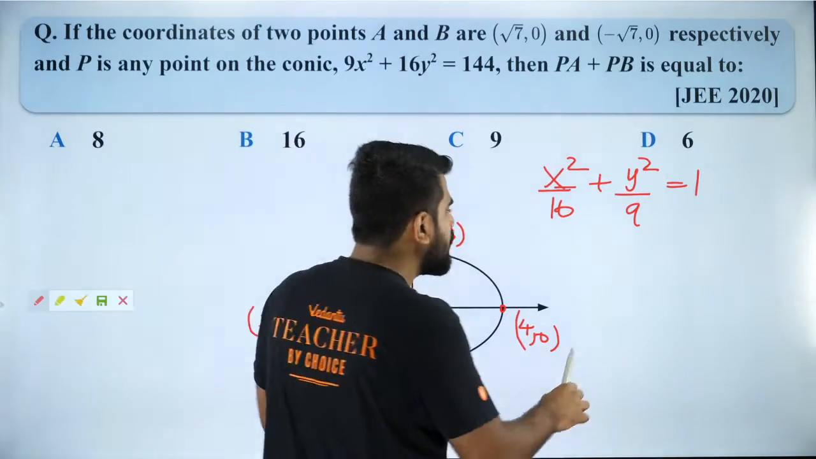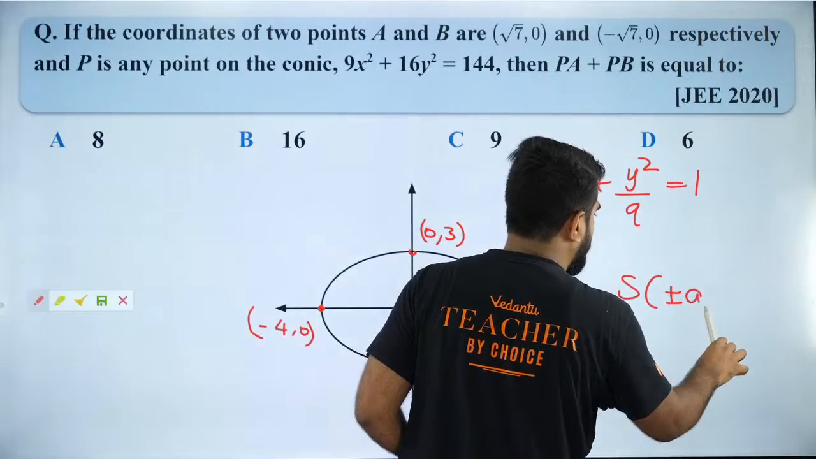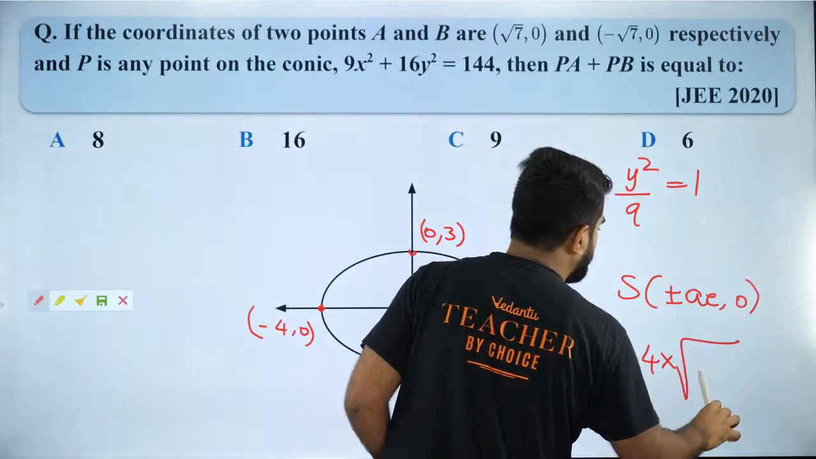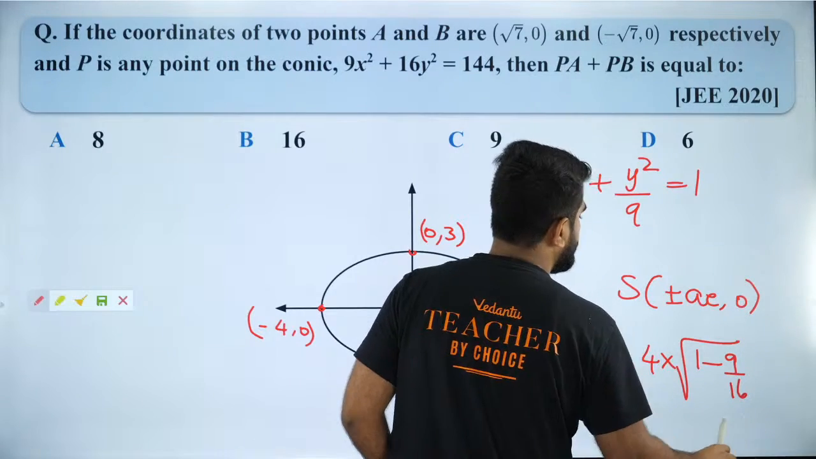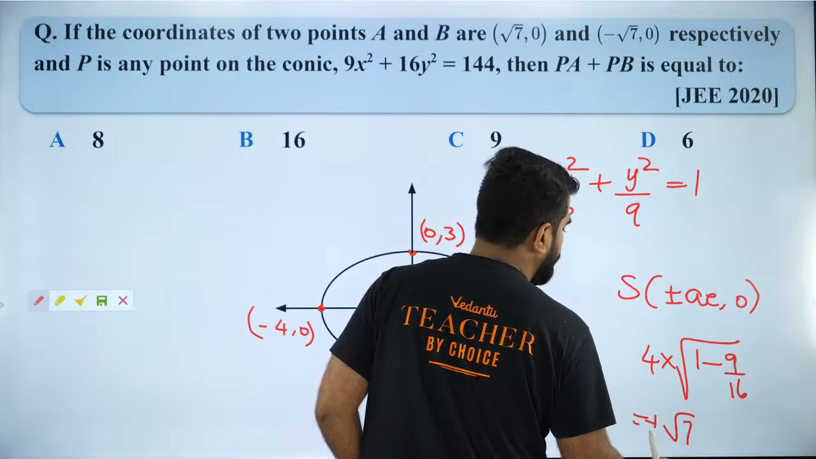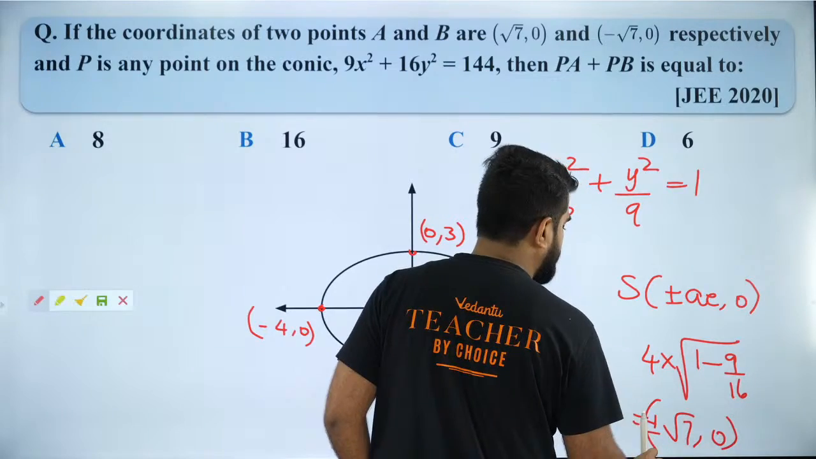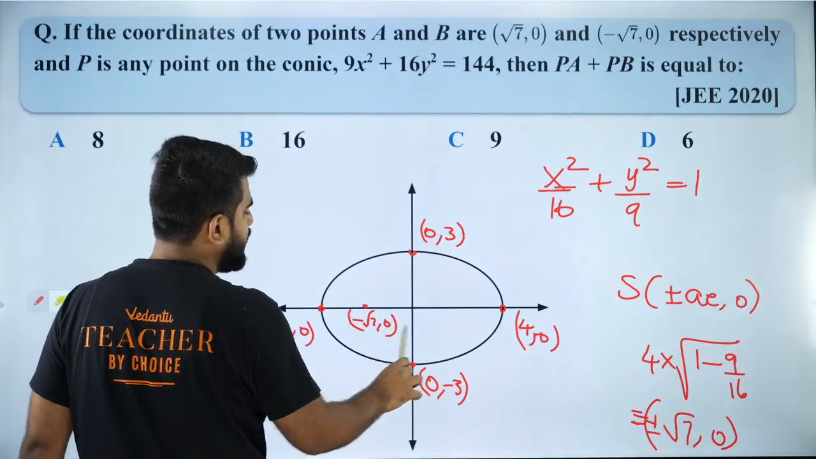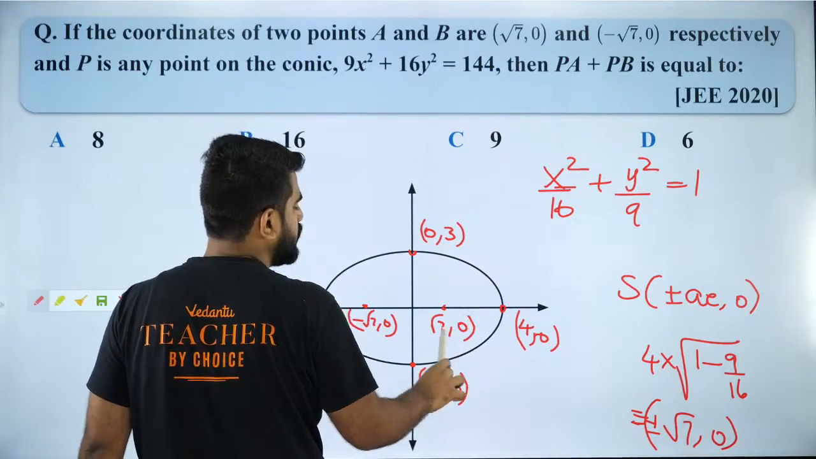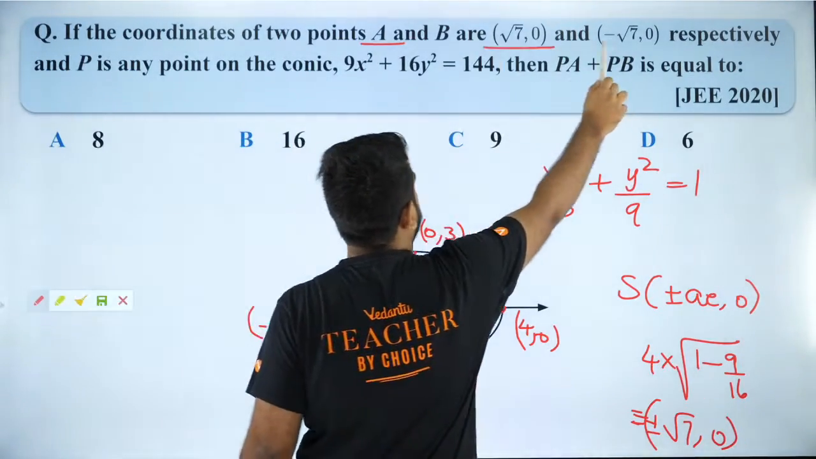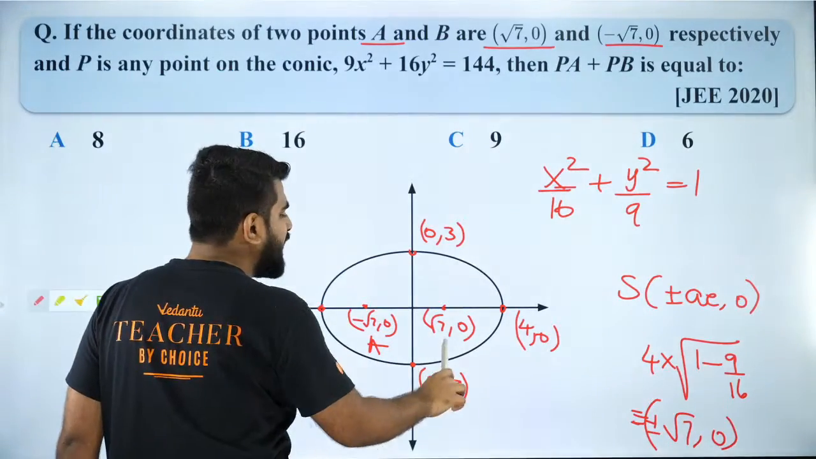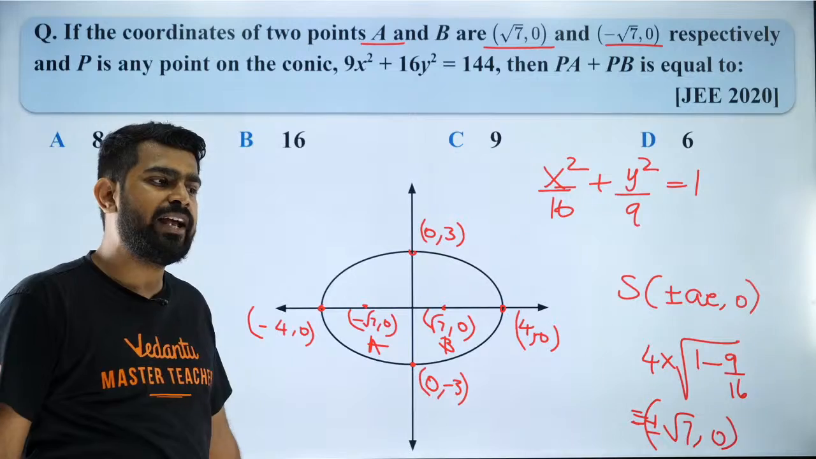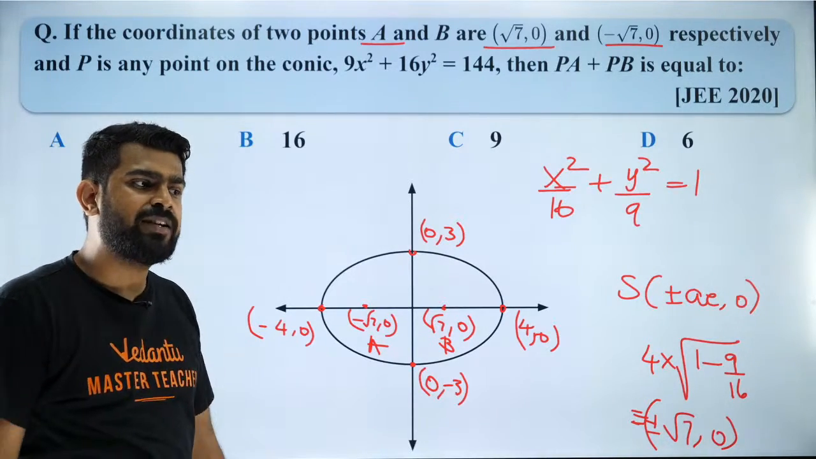Okay, so what is your focus? Your focus is plus or minus (ae, 0). So what is ae? It is 4 into e, where e is root of 1 minus b square by a square, so that will be root 7. So your focus will be plus or minus (root 7, 0). So this will be (-root 7, 0) and this will be (root 7, 0). So that will be your points A and B. So what are A and B? A and B are nothing but the foci. Everybody is clear with that?